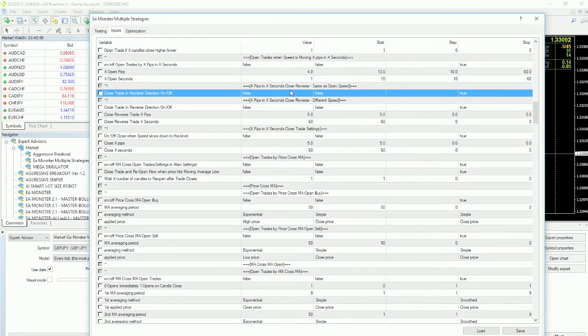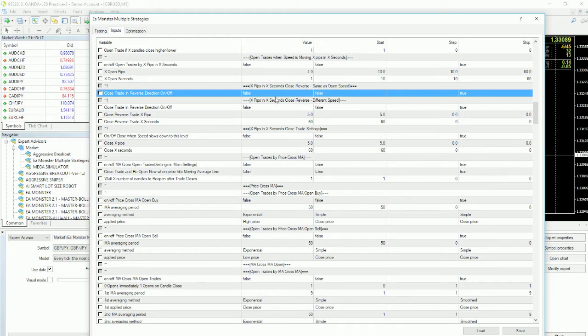Okay, the next one, X pips in X seconds close reverse. Basically, if you're going 4 pips per second and the trade is opened at 4 pips per second, if the trade reverses at 4 pips per second or greater, it will close the trade. Does it work? Yeah, it does work during news releases where the market is bouncing around like a maniac and it's jumping up and down.